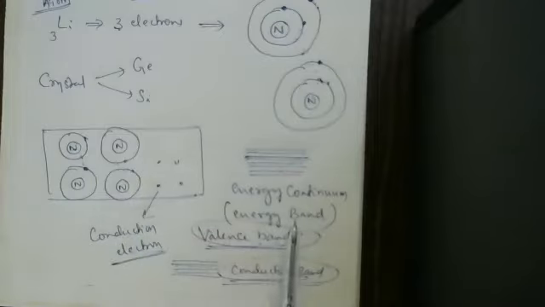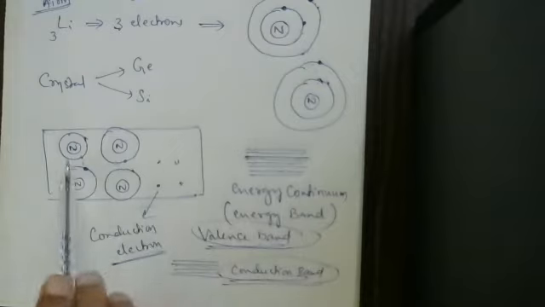Another energy band is due to the conduction electrons. Whatever energy band we get due to the conduction electrons is called the conduction band. Hence, the energy band can be divided into two categories: one is the valence band, the other one is the conduction band. The valence band is the energy band due to the valence electrons.